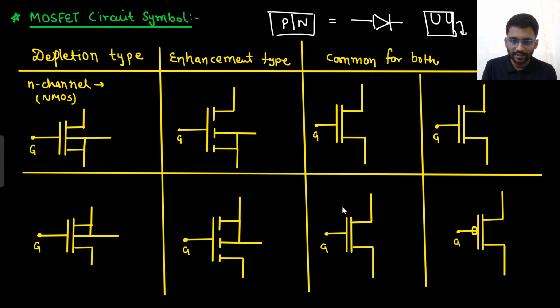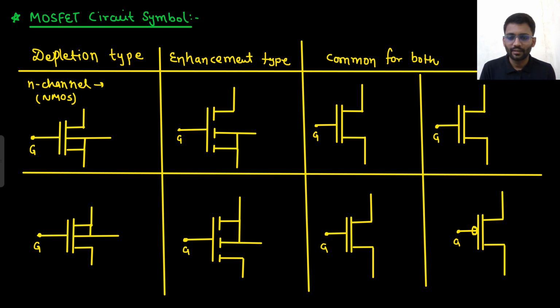So how will we use it? Like this. First let's see the depletion type of MOSFET. So this is our depletion type of MOSFET. These are for NMOS. Depletion and enhancement are common for both. And these are for PMOS, the P channel.